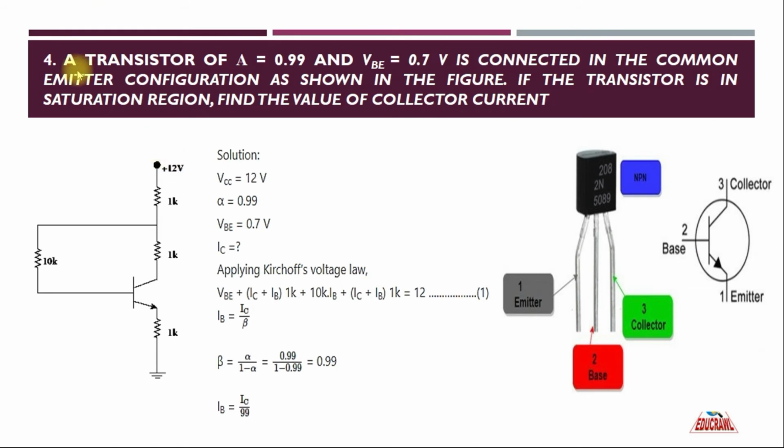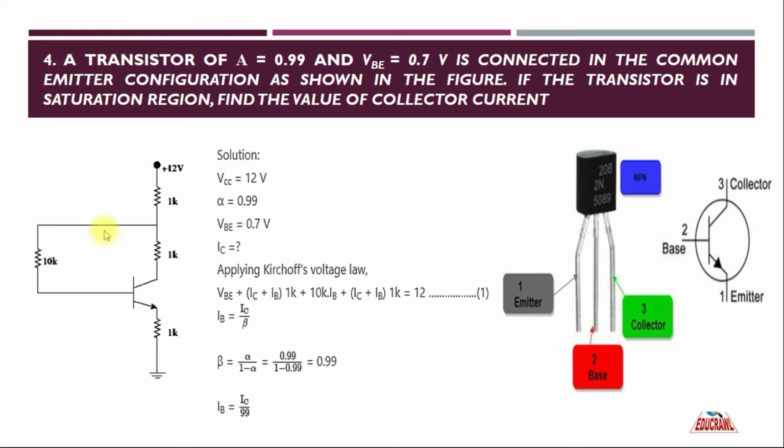Now the fourth problem. A transistor of alpha 0.99 and VBE of 0.7 volt is connected in the common emitter configuration as shown in the figure. If the transistor is in saturation region, find the value of collector current. So VCC is given as 12 volt, alpha as 0.99, VBE is equal to 0.7 volt. We are supposed to find the value of IC.